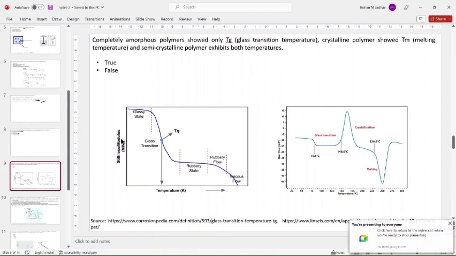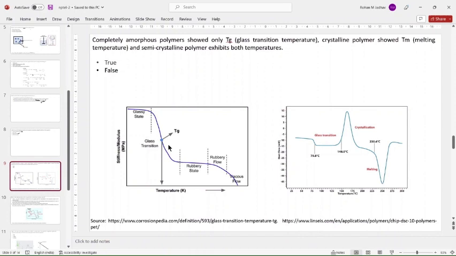and temperature in Kelvin. As you keep heating a polymer, it first transitions from the glassy state to the rubbery state. This zone where it transitions is called the glass transition region. You can see it right here. The curve on the right-hand side is obtained from an instrument called a differential scanning calorimeter.